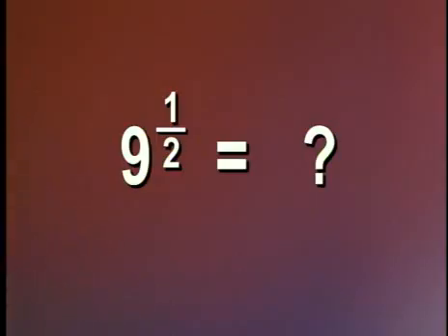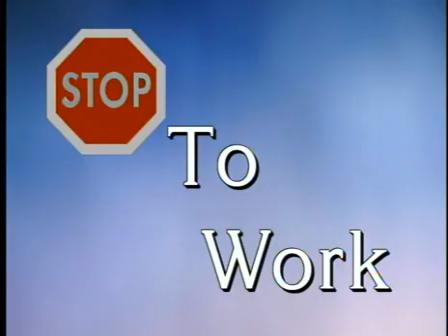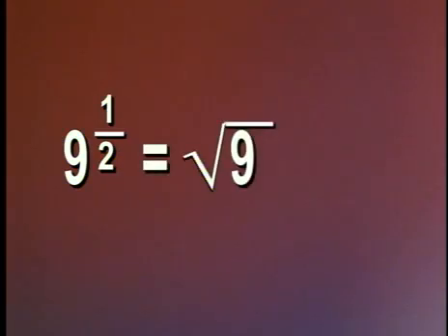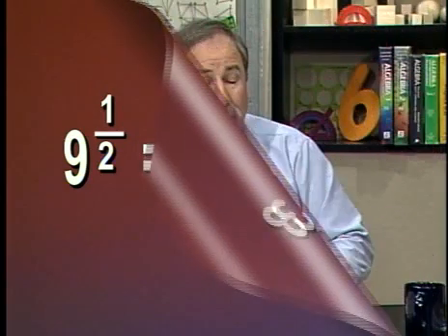Okay? Now what I'd like you to do is look at 9 to the 1/2 power. Stop the tape and decide what is the value of 9 to the 1/2 power. Well, 9 to the 1/2 power is not 4½. It is not half of 9. The 1/2 power is the square root. And the square root of 9, of course, is 3. So we now can see that if we have a 1/5 power, it would be the 5th root. The 1/8 power would be the 8th root.